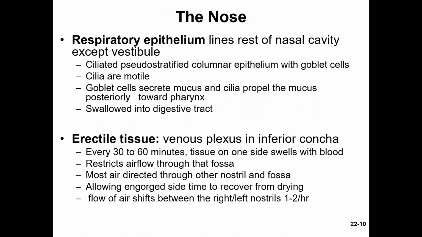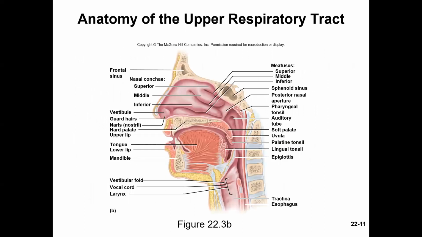In the nose, we have erectile tissue, which is a venous plexus in the inferior concha. Every 30 to 60 minutes, the tissue on one side swells with blood. It restricts airflow through that fossa. Most air is directed through the other nostril and fossa. This allows the engorged side time to recover from drying. The flow of air will shift between the right and left nostril every 1 to 2 hours.